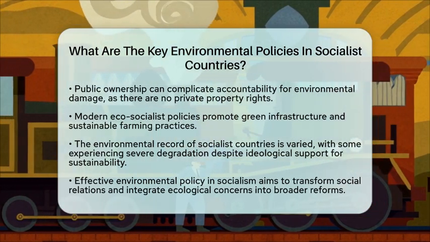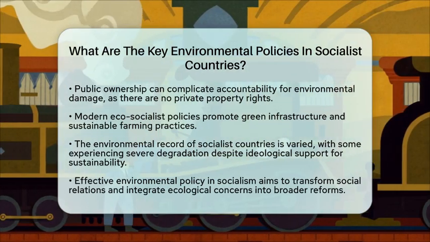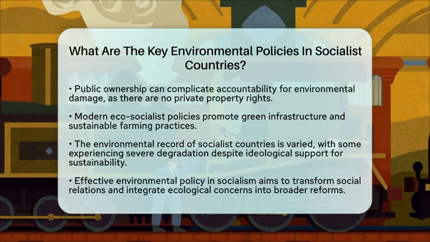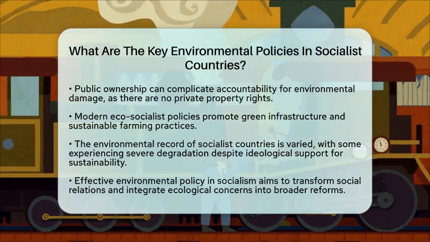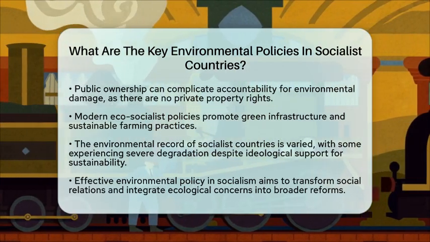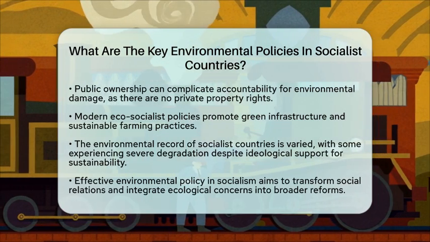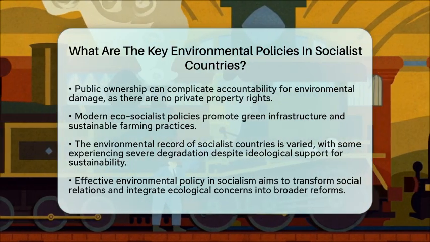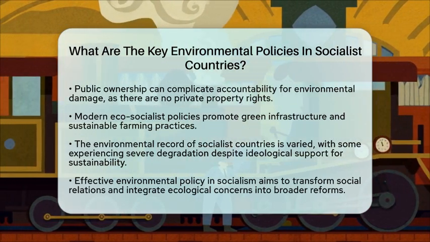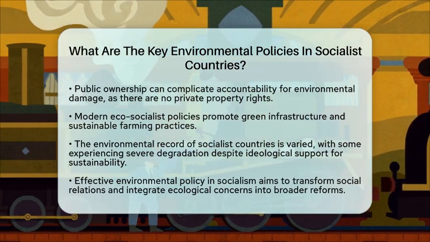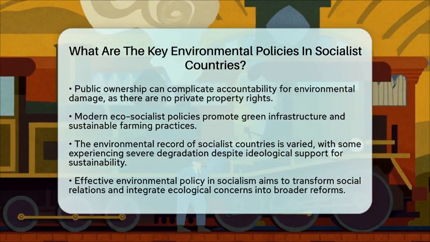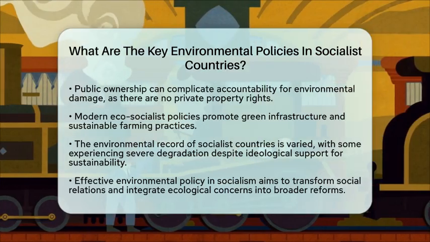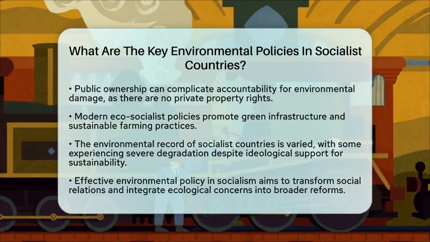From a socialist perspective, effective environmental policy hinges on transforming social relations. Moving away from profit-driven production to collective ownership and democratic planning aims to achieve sustainability and social justice simultaneously. This approach seeks to address environmental issues as part of broader social and economic reforms, rather than isolated technical fixes.